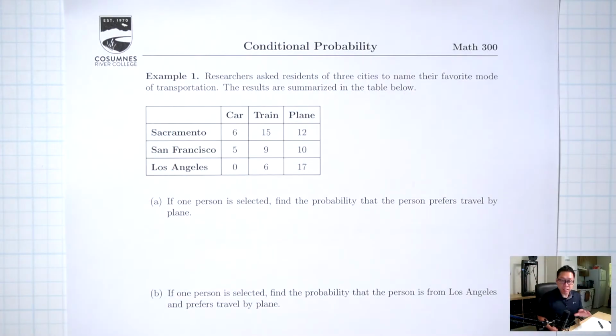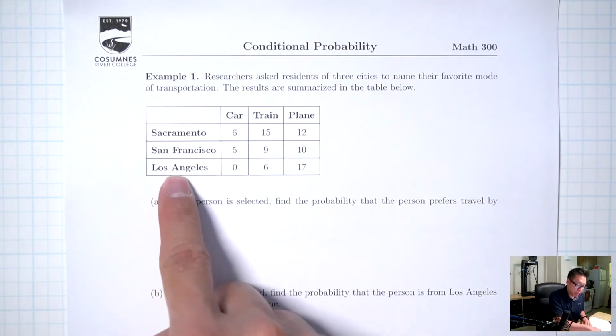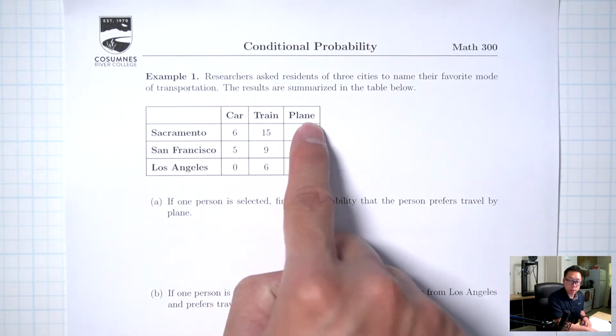Welcome back. In the last lecture, we talked about the difference between "and" and "or". So on the front page here, I'm going to do a brief review of the difference between "and" and "or", and then we'll add on. We have a table here. These are people from 3 different cities and their preferred mode of transportation.